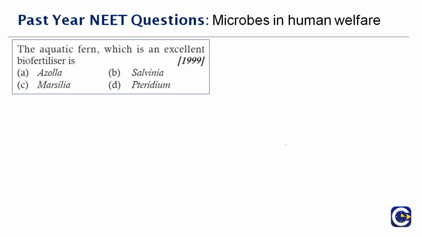Next question here. The aquatic fern, which is an excellent biofertilizer. You're talking about an aquatic fern. So out of the four options, which one is an aquatic fern? It is Azolla. Azolla is a freshwater fern harboring blue-green algae, Anabaena, in its leaf cavities. The algae fixes the atmospheric nitrogen and releases nitrogenous compounds in the leaf cavities. This symbiotic system is the main source of algal biofertilizer, and it is exclusively used in rice fields.